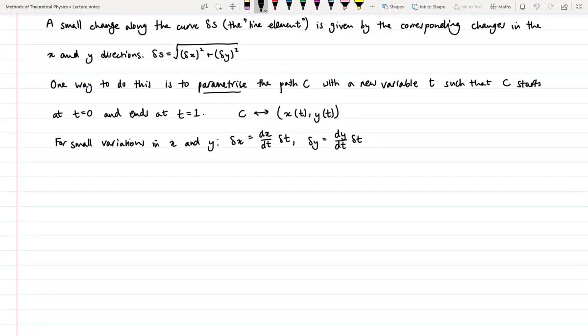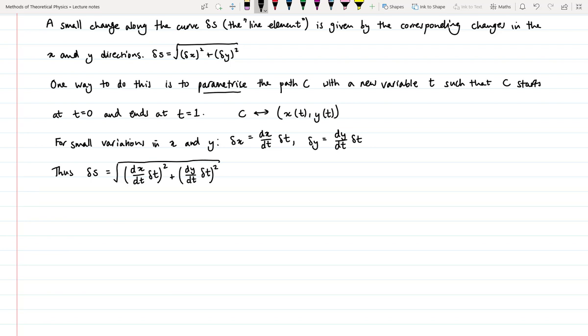Using these expressions for delta x and delta y in terms of changes delta t, we can now rewrite our line element delta s as this. So it's going to be the square root, and then we've got dx by dt times delta t squared plus dy by dt delta t squared. This is all under the square root.